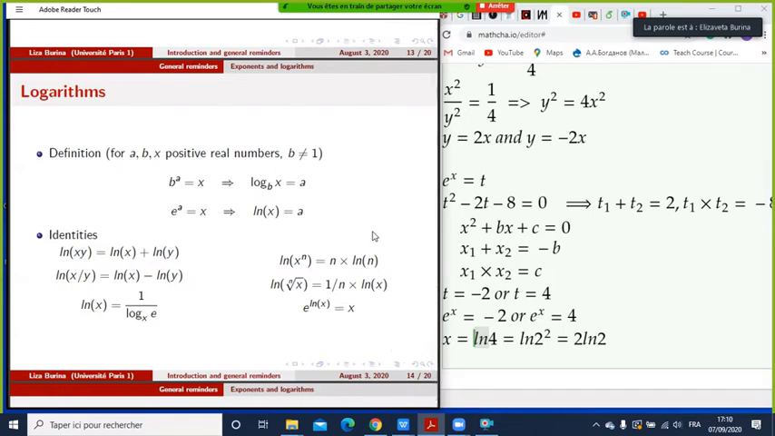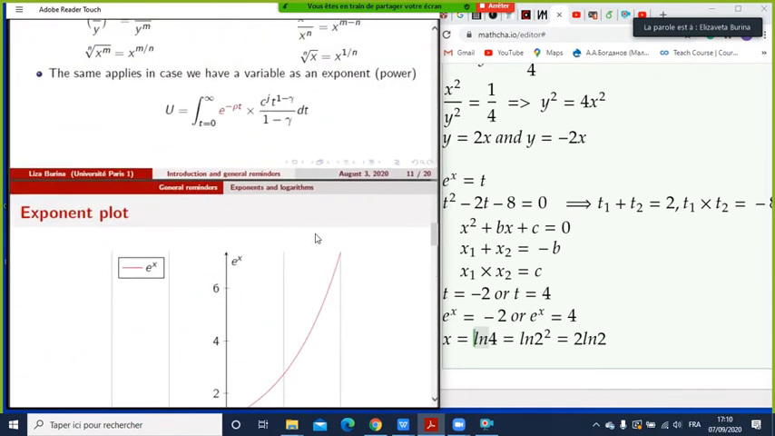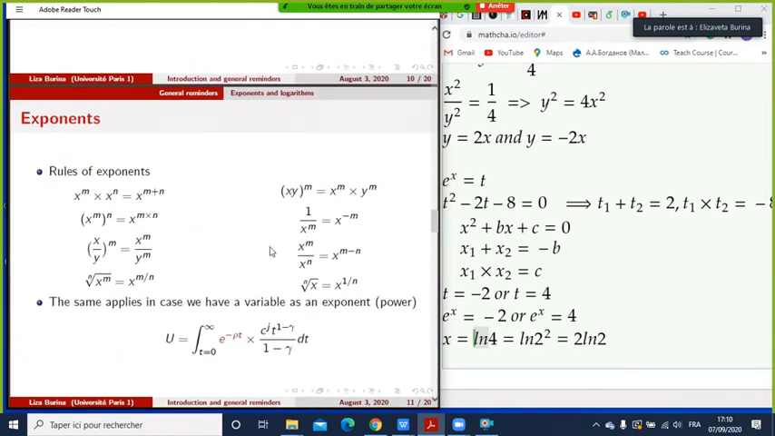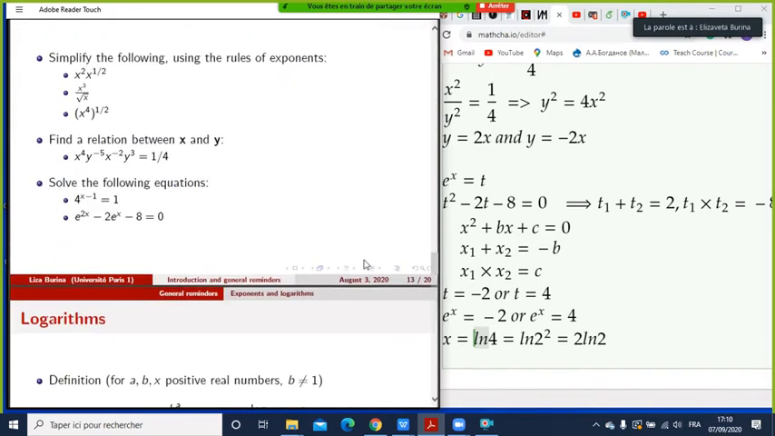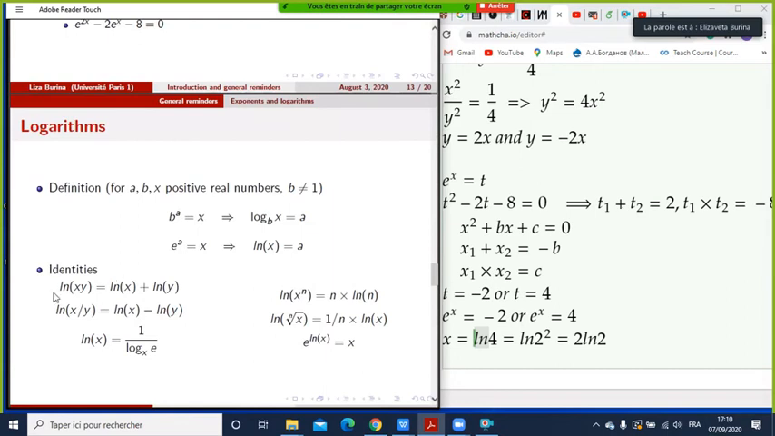Okay, so back to logarithms. What we have here is the identities, so the rules of using logarithms. They actually are derived in a not very sophisticated manner from the rules of exponents. So, for example, this one and this one result into these identities.